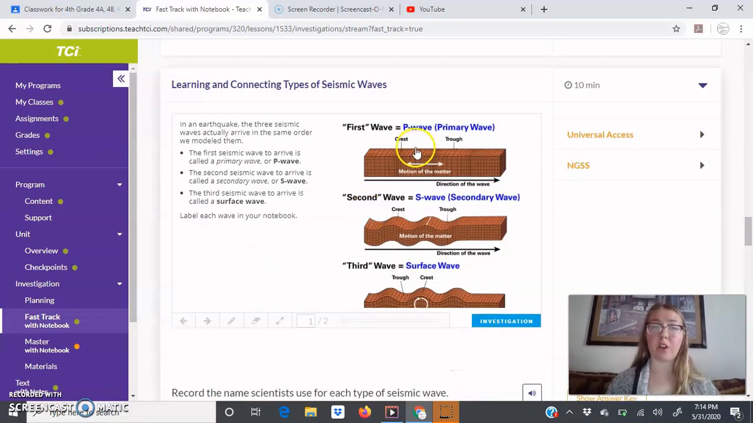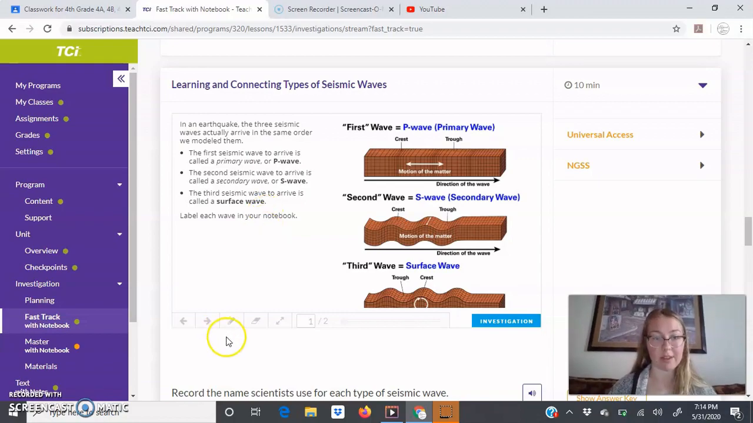So the first wave is called a P wave. The first seismic wave that arrived is the primary wave. That's why it's called the P wave. The second seismic wave to arrive is called a secondary wave or an S wave. And then the third seismic wave to arrive is called a surface wave.